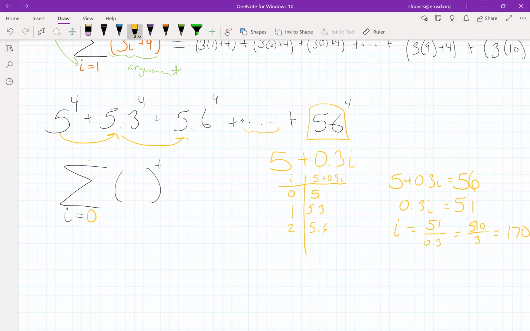So my top indexing value is going to be 170 because that's the value of i that produces 56. And what I'm going to put in here is 5 plus 0.3i. And that's going to produce the terms of this summation, of this sum, I should say.